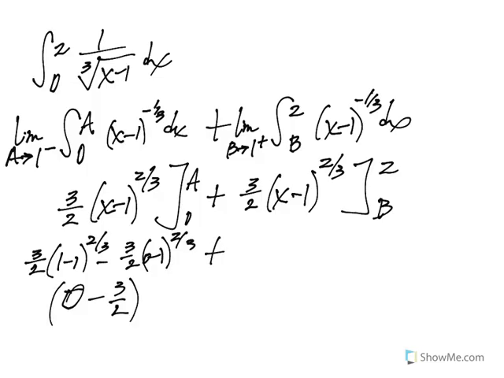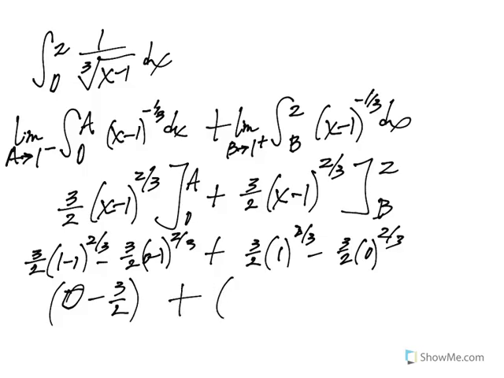I'm going to add that then to what I get when I plug in 2. This is going to be 3/2 times 1 to the 2/3. Sorry for the handwriting, guys. And this is going to be 3/2 times 1 minus 1, that's 0 to the 2/3. So this is plus 3/2 minus 0. All right, and what I get is negative 3/2 plus 3/2.